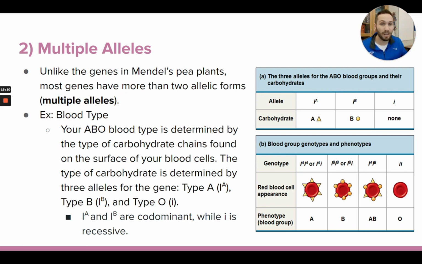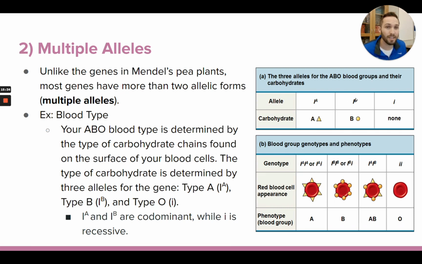There's an allele that codes for having type A blood. There's an allele that codes for having type B blood. And there's an allele that codes for having type O blood. And it has to do with what carbohydrate is produced on your red blood cells. There's different versions of these carbohydrates or these antigens produced on your red blood cells, and it depends on this gene what type you're making.